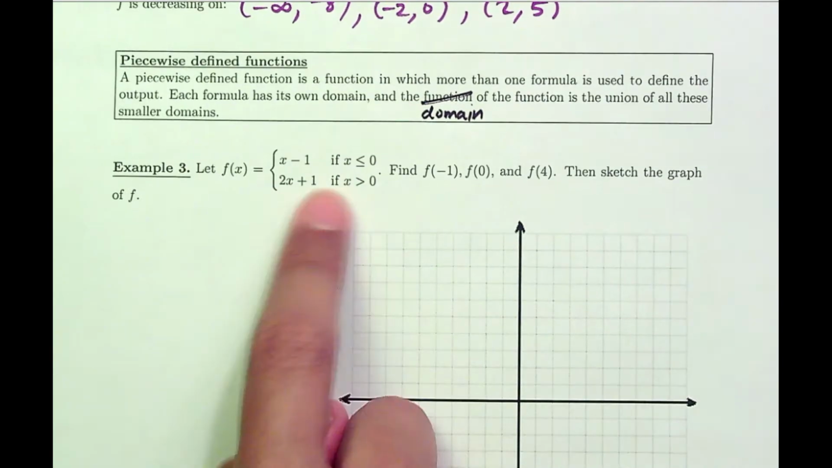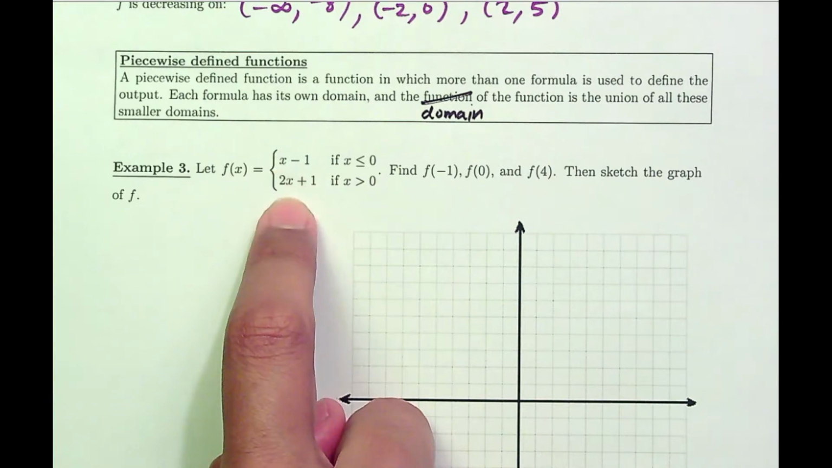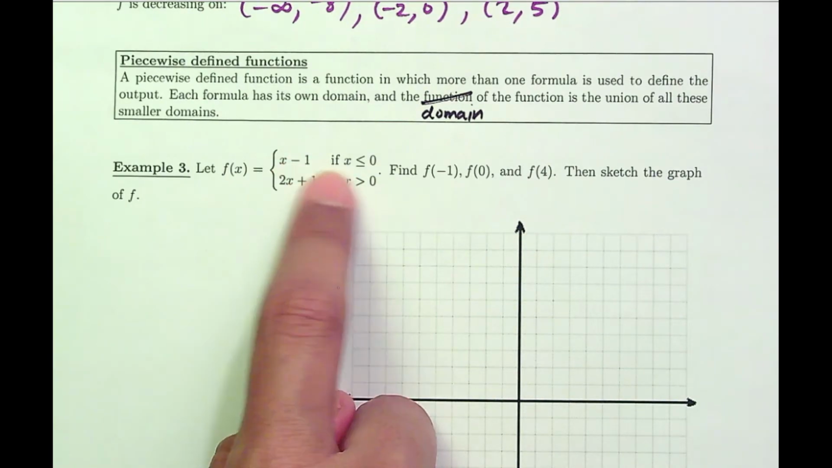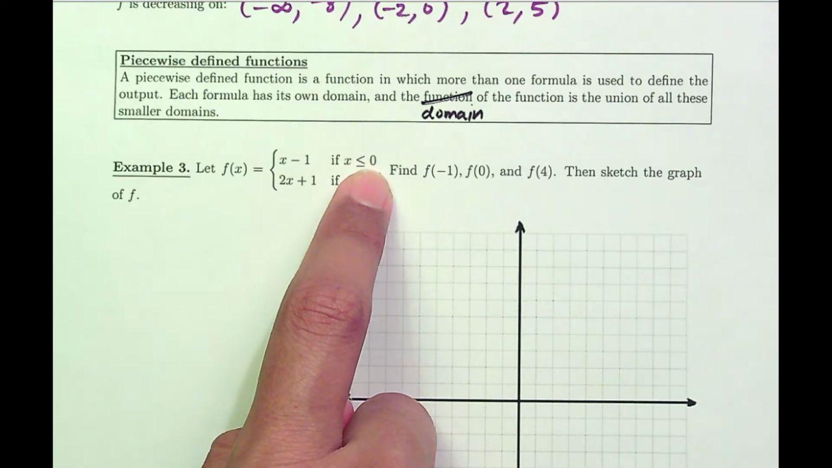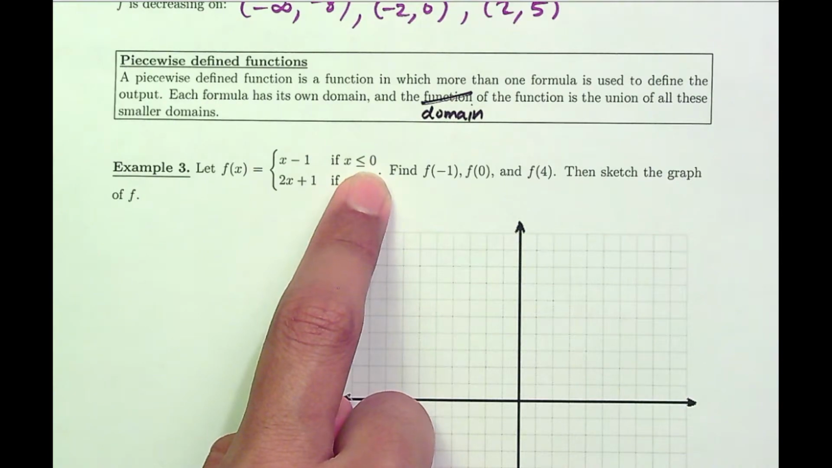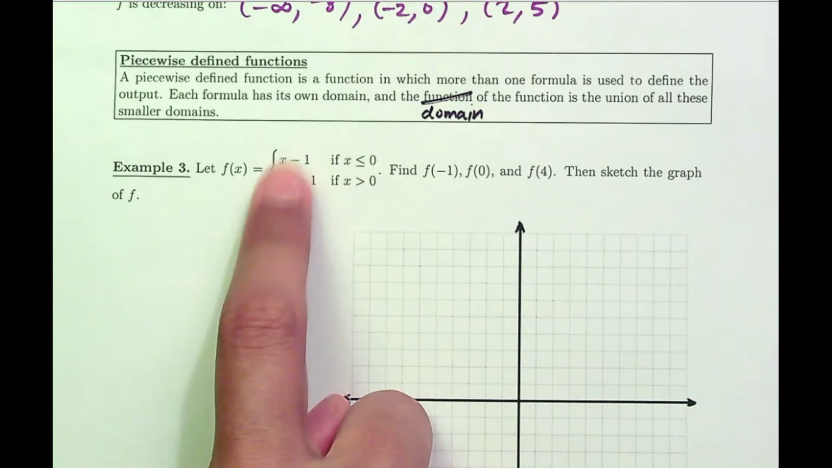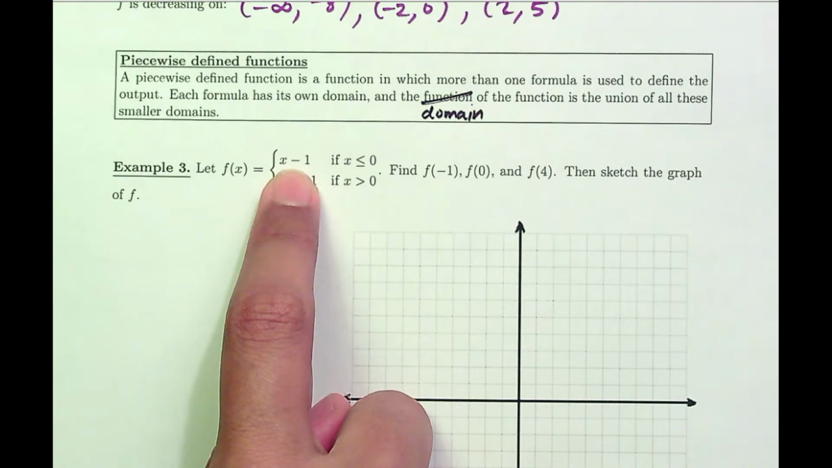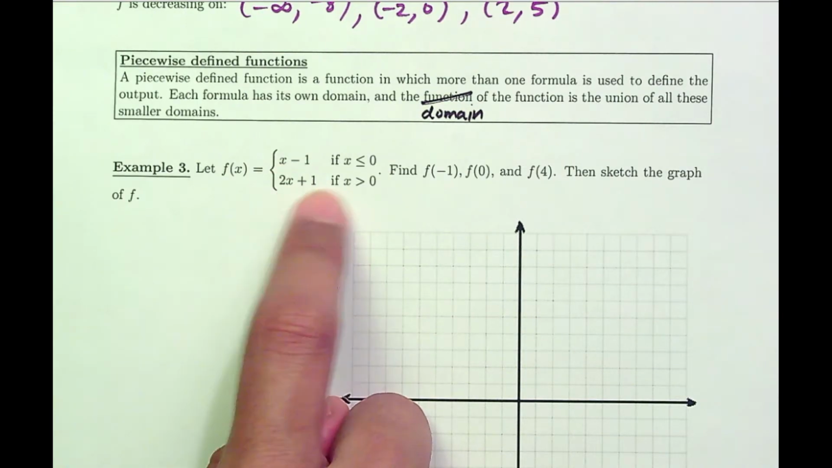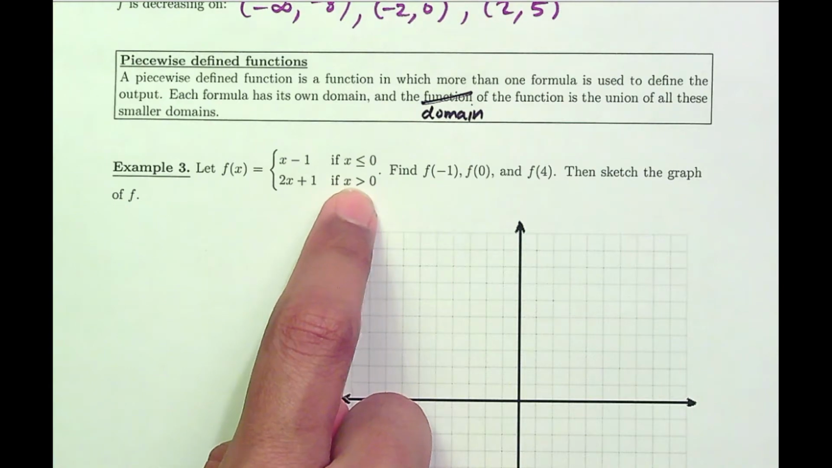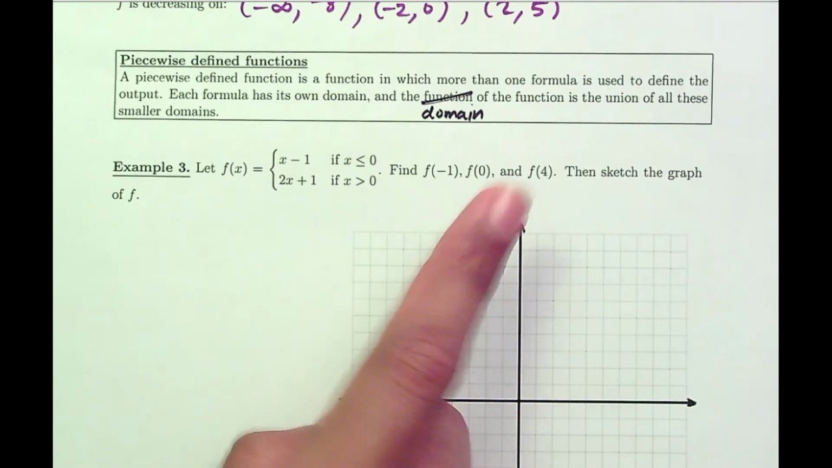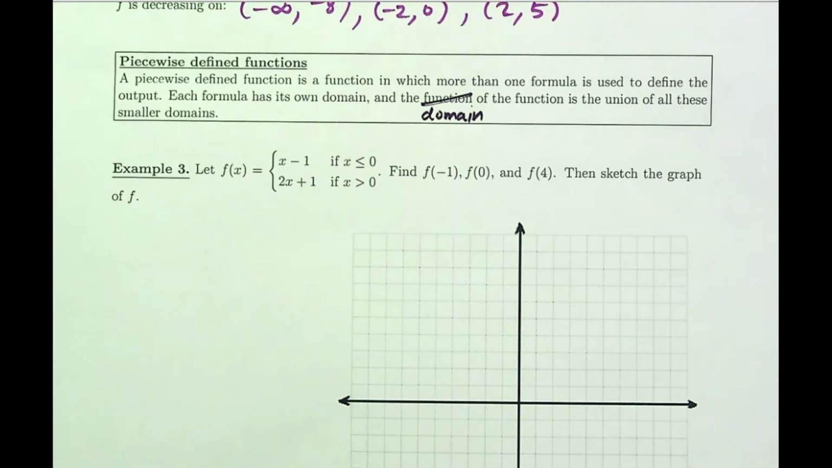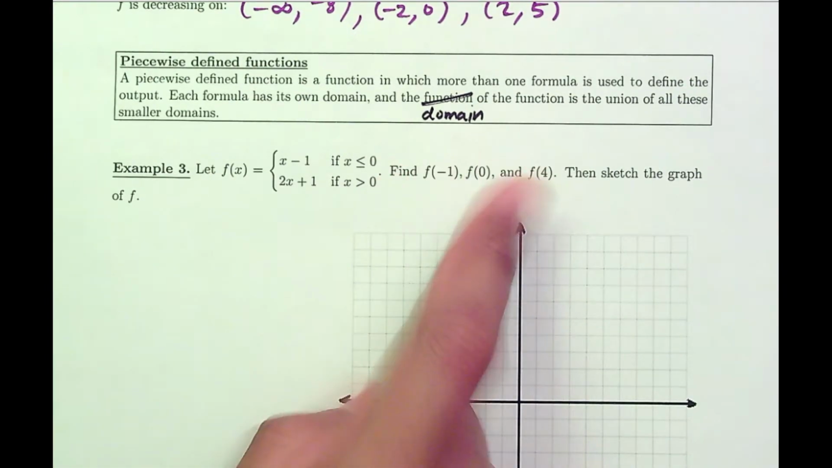Okay, so look at this. This has two formulas, and this formula, x minus 1, is used if x, the input, is less than or equal to 0. So basically, if I give you a number that is less than or equal to 0, then you're going to use this formula to figure out the output. And if your x is bigger than 0, then you're going to plug it in here to figure out the output. And that's basically all that it is. So, for example, let's plug in -1, then 0, and then 4. Figure out what those are.